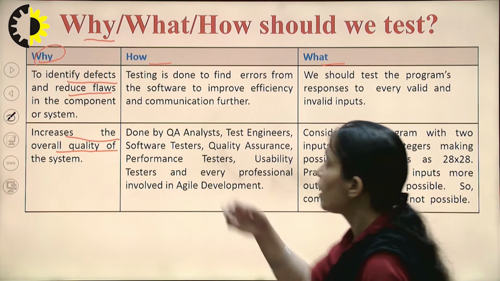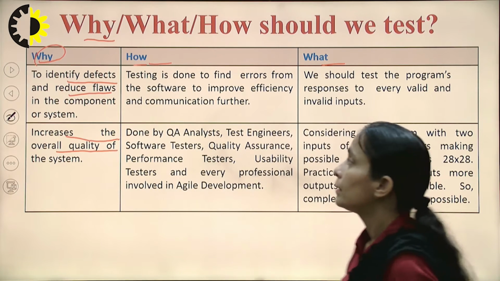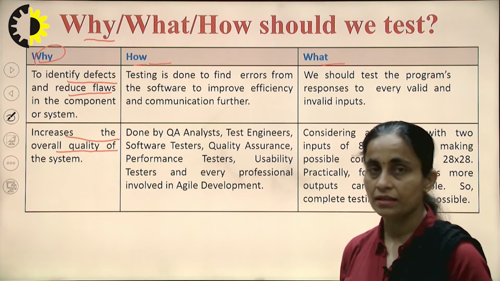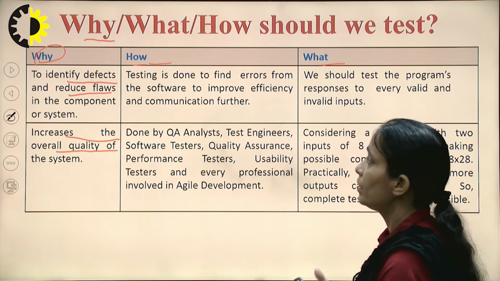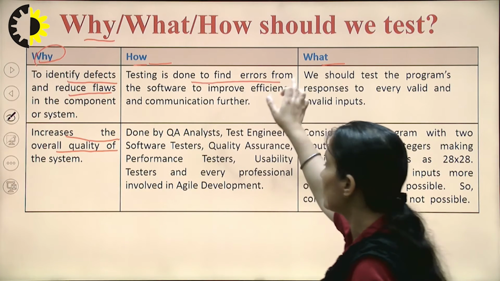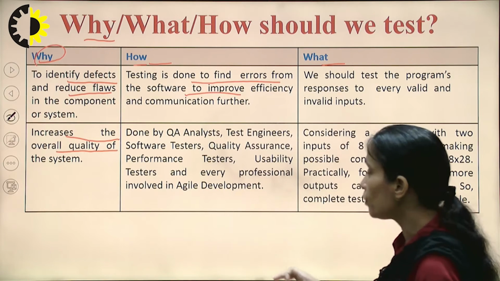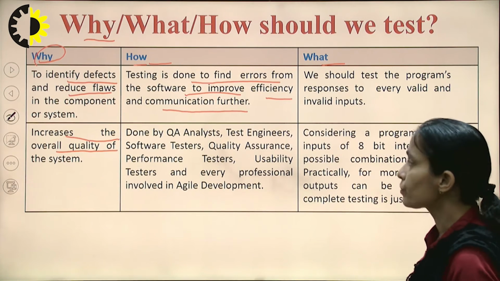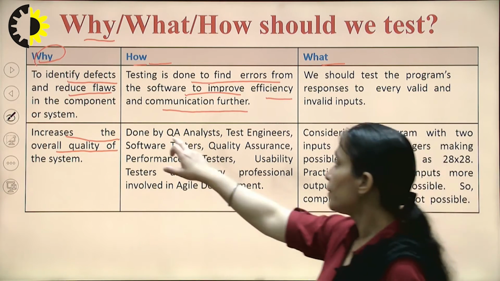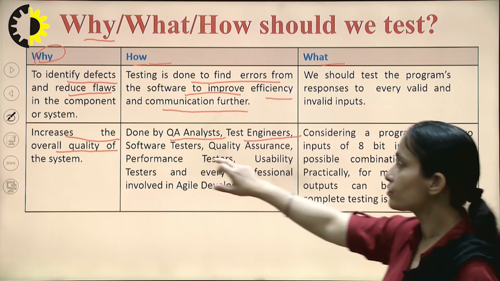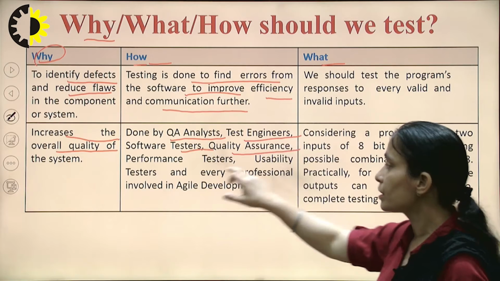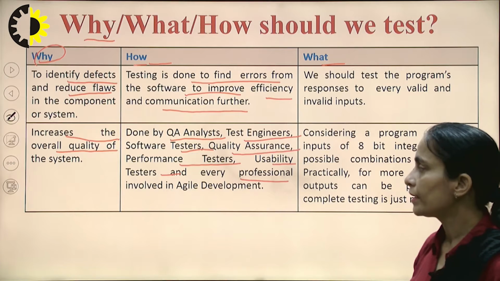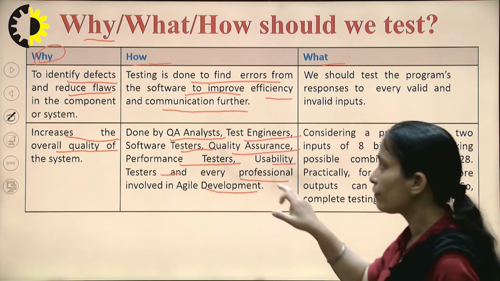Then next comes how we should perform testing. Testing is done to find the errors in the software and to improve the overall efficiency and communication in our proposed software. It is done by QA analysts, test engineers, software testers, quality assurance, performance testers, usability testers and every professional involved in the agile development of the software.